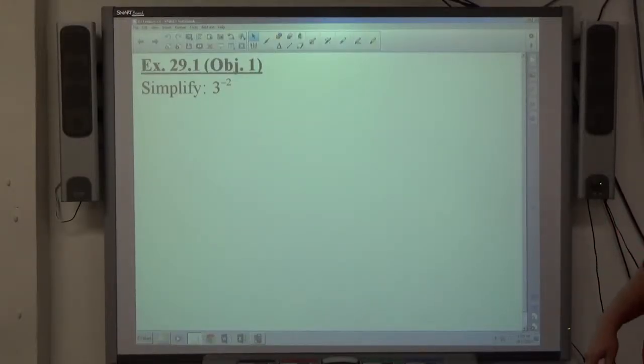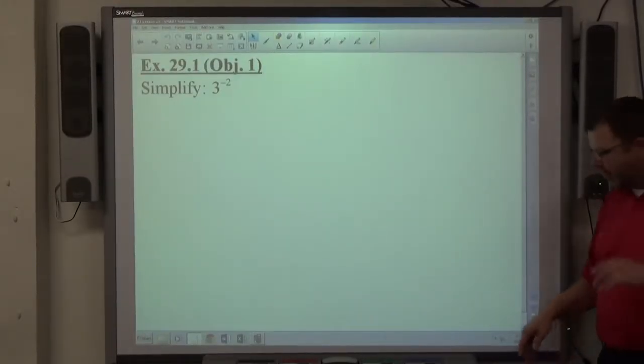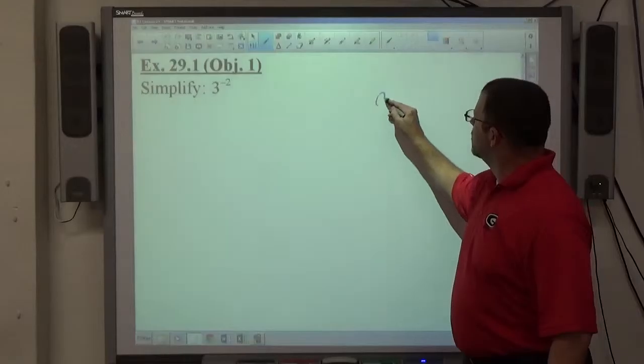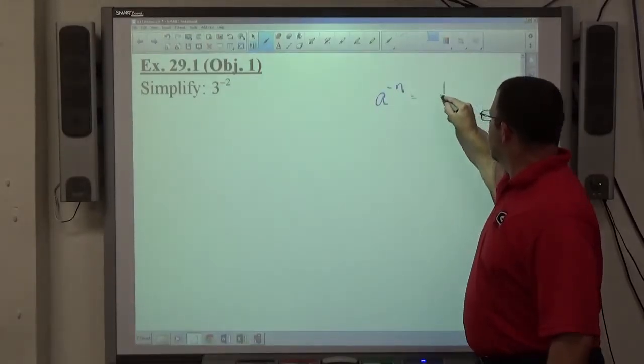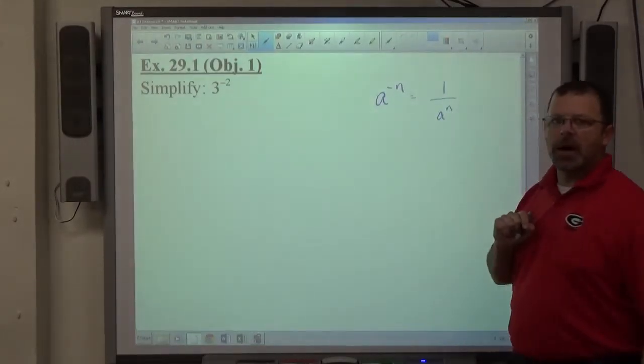Example 1. Simplify 3 to the negative second power. A negative power simply means that it's been misplaced. It really belongs on the bottom.